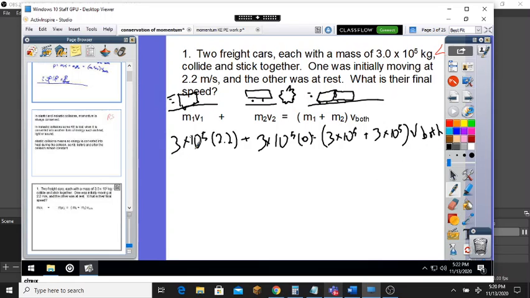Okay, so now we're going to multiply, and I have gone over how to multiply exponents. Notice this one right here has an exponent, times 10 to the 5th, and this one doesn't. So the easiest way to do this is you're going to just multiply 3 times 2.2. Let's do that.